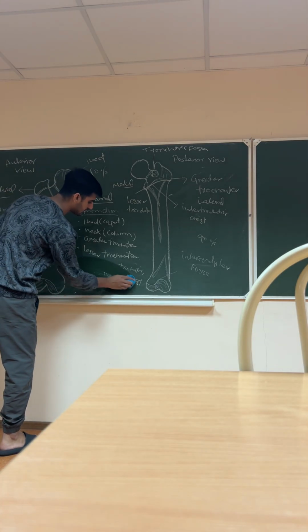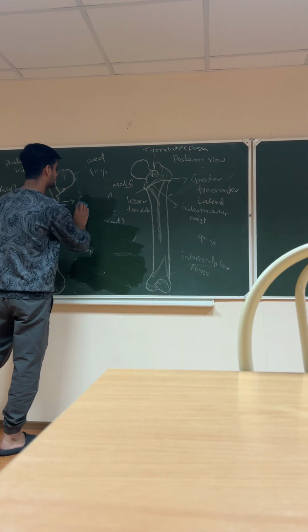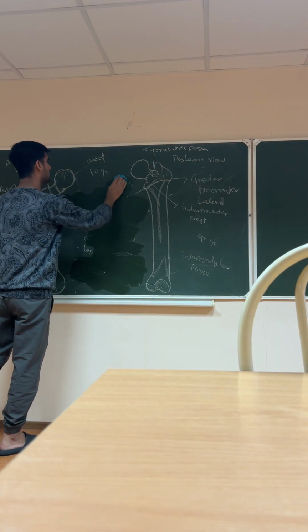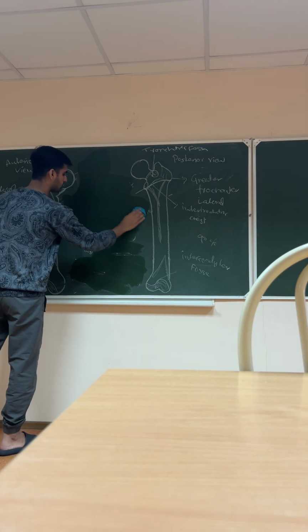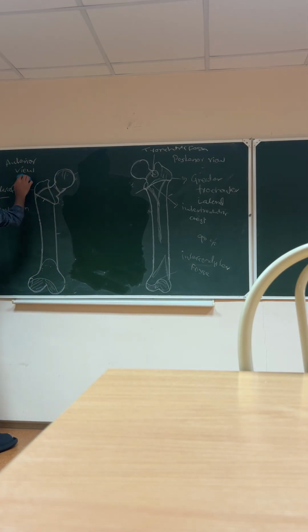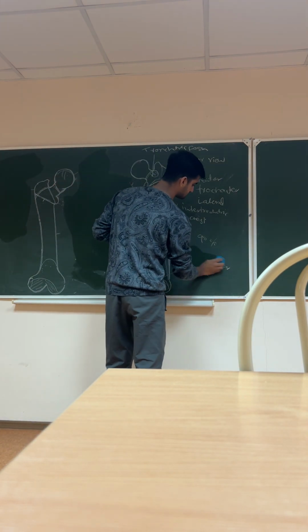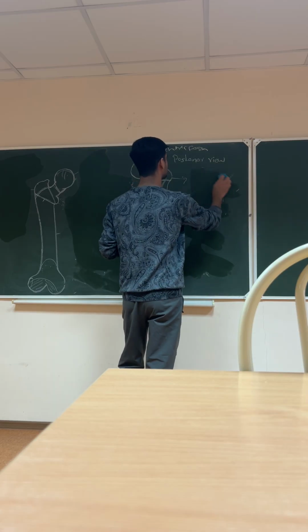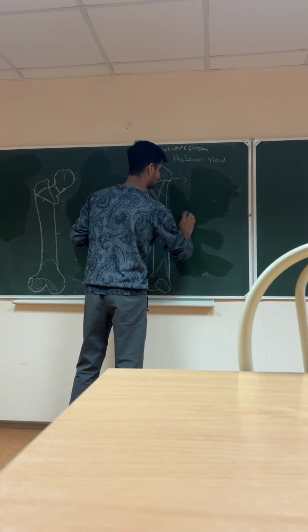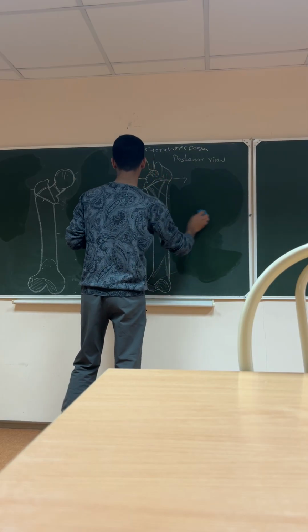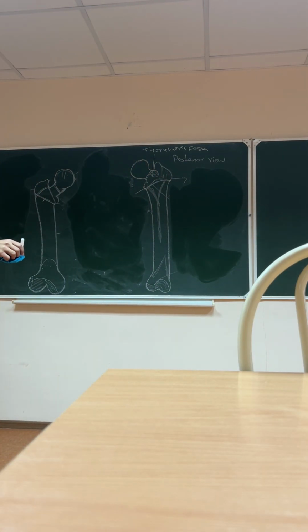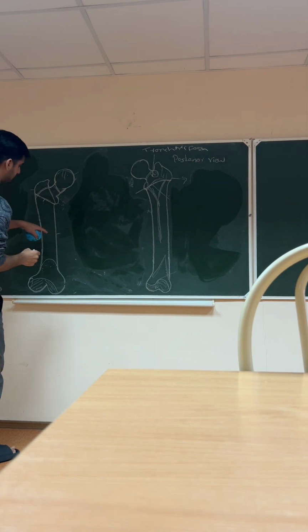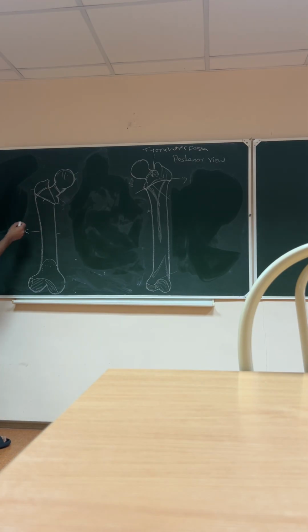Now we are going to discuss the second part of this bone. We have discussed everything about the first part, the proximal. Now we are going to discuss the diaphysis. The second part is the diaphysis. What do we have in the diaphysis? This is the diaphysis, you can say the body area.